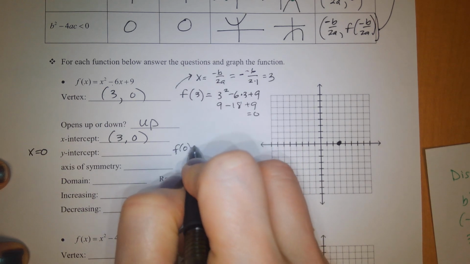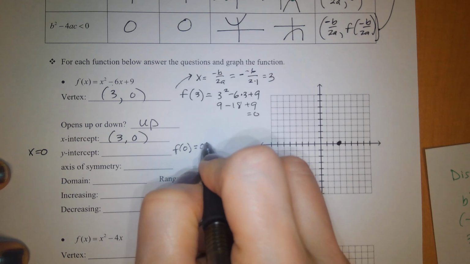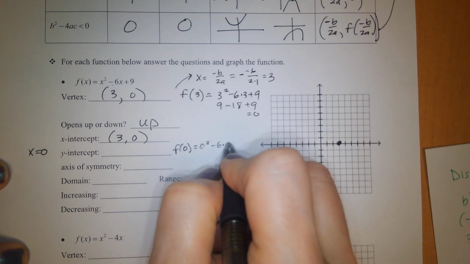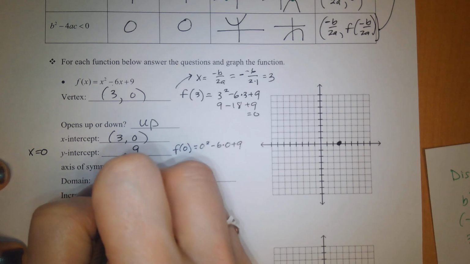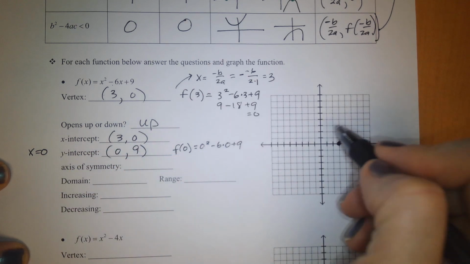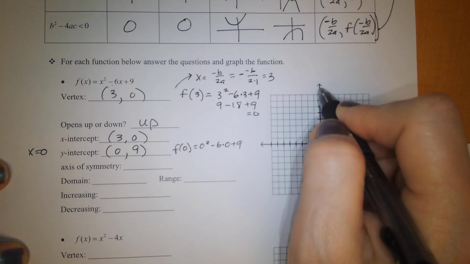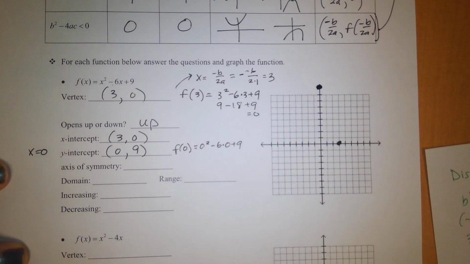So f of 0 is equal to 0 squared minus 6 times 0 plus 9. So the y-intercept is located at 9. So I'm going to graph that point, which is up here.